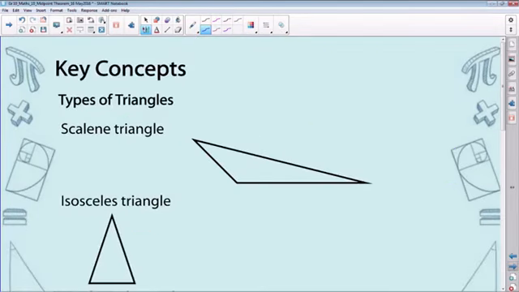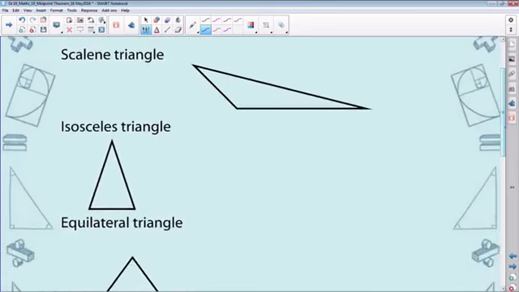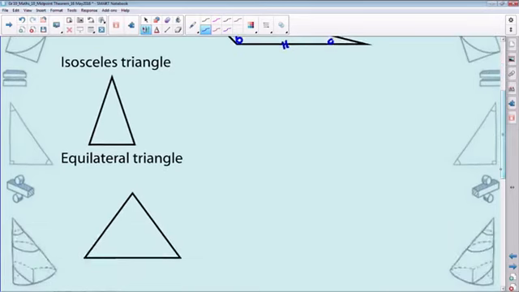And types of triangles. Now, you'll remember last week I got you to draw these, and then we went through them. We have a scalene triangle where all three angles are different sizes, A, B, and C, and all three lines are different sizes. An isosceles triangle has two sides that are the same length and two angles that are the same size. And an equilateral triangle has three sides that are the same length and three angles that are the same size.